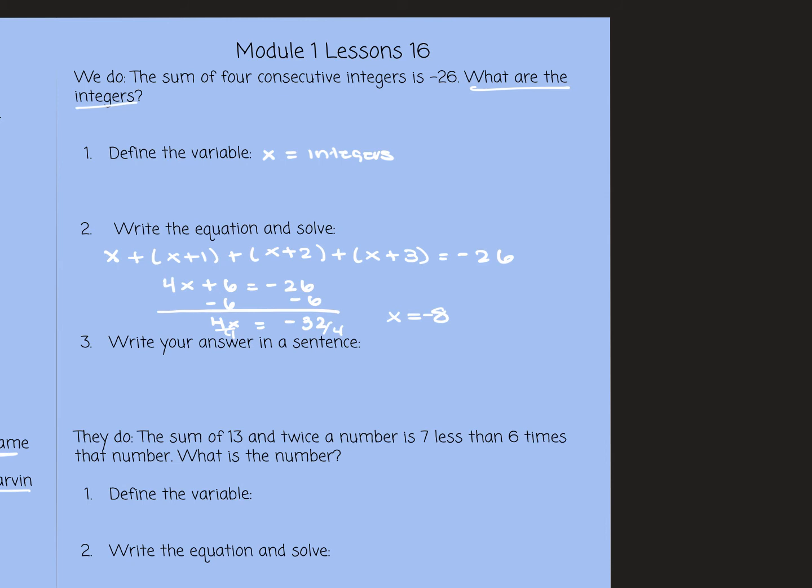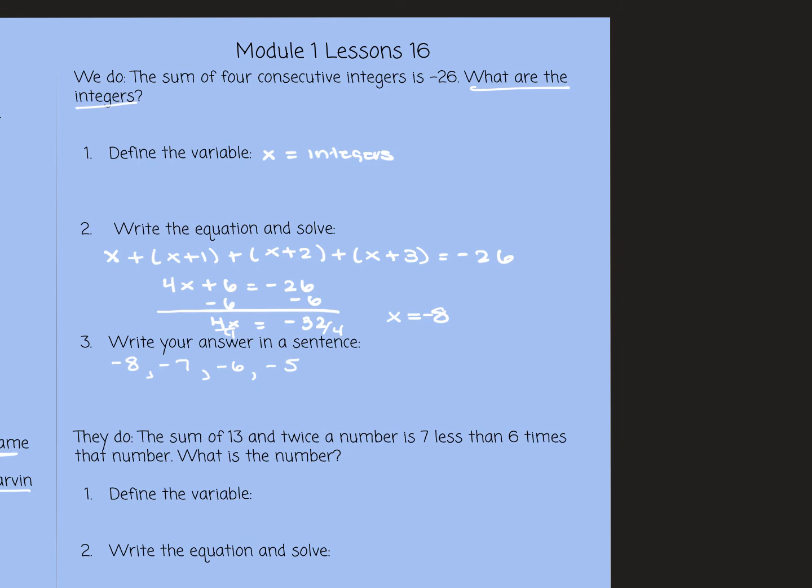So if x equals negative 8, we know this first x there is negative 8. Then we have negative 8 plus 1, which is going to give us a negative 7. Negative 8 plus 2, which is going to give us a negative 6. And a negative 8 plus 3, which is going to give us a negative 5.